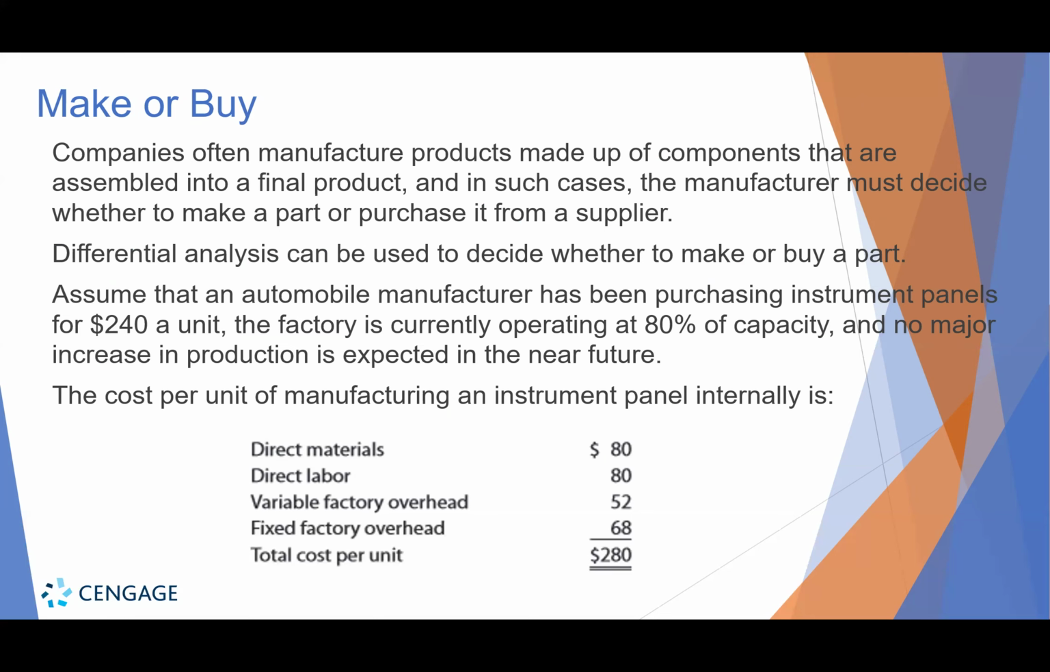Now, the factory that the auto manufacturer is currently producing is only operating at 80% of capacity. So basically, they have available capacity to potentially make these products in-house. But look at this, the cost per unit of manufacturing the instrument panel is going to be $280. They're buying it outside at $240. We can make it internally for $280.